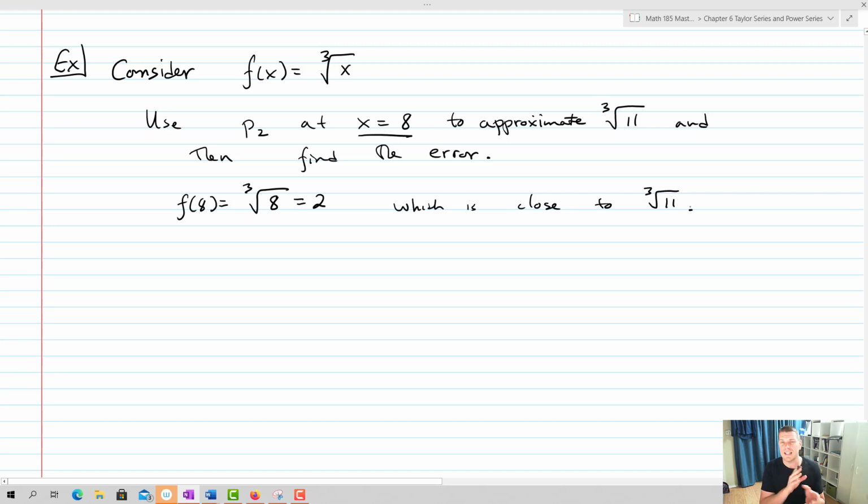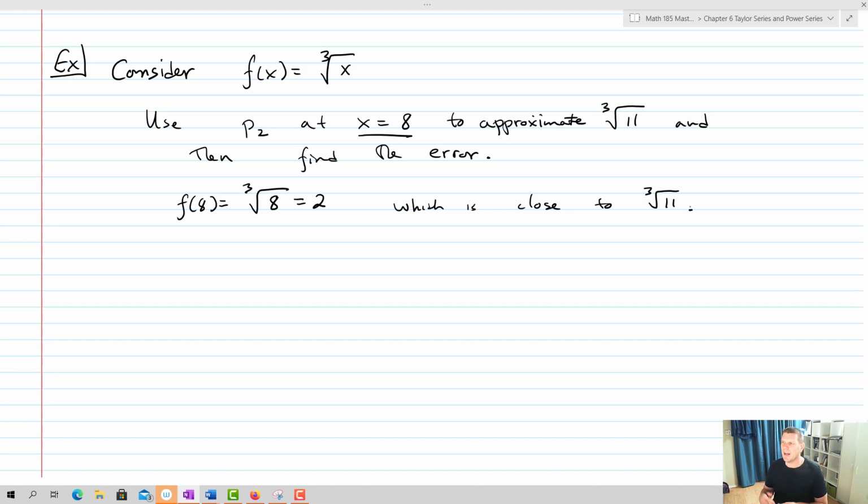So we're going to use x equals 8, because it's close to the cube root of 11. The cube root of 8 is close to the cube root of 11. All right? That's going to be an important point when we're doing approximations. We want to make sure that whatever we're centering at has a y value close to whatever it is that we're trying to approximate.